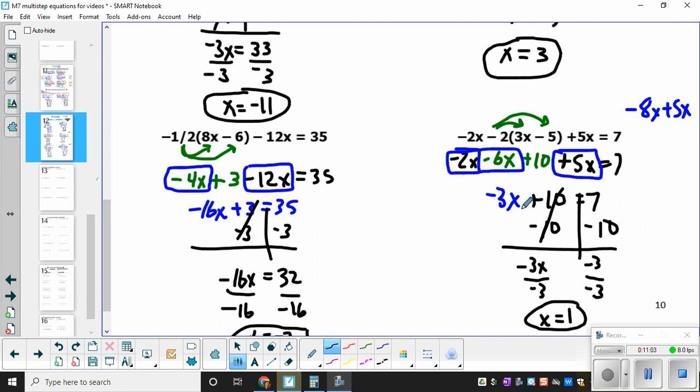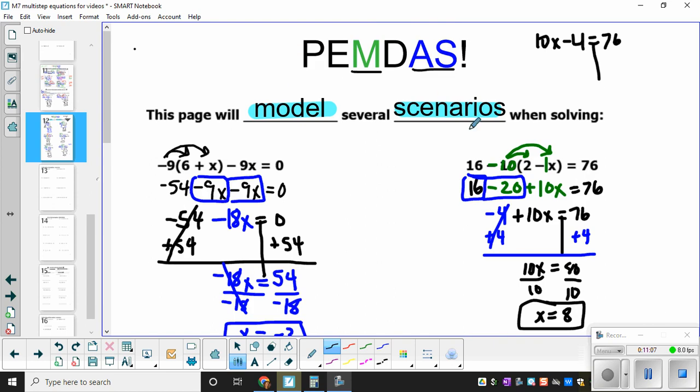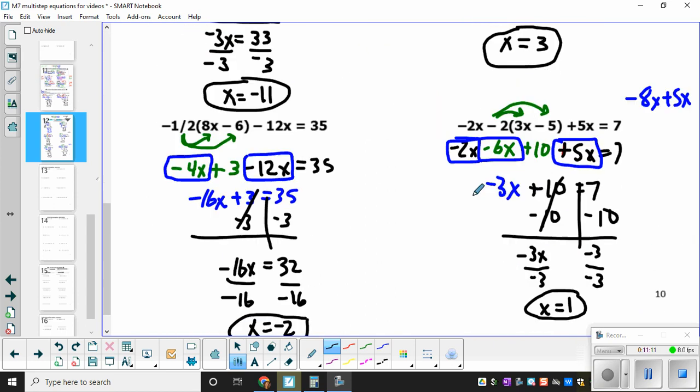All right, so pretty much if you can handle these 6 problems, then you can handle any scenario that I'm going to throw your way when solving.